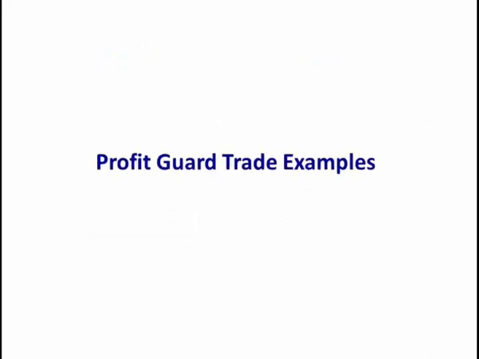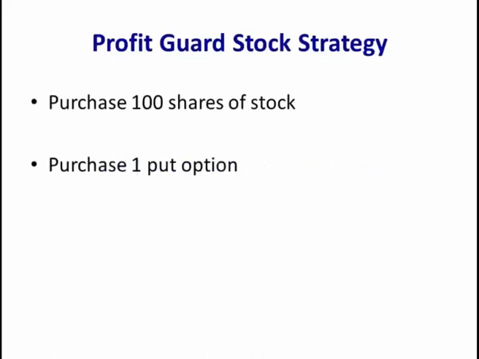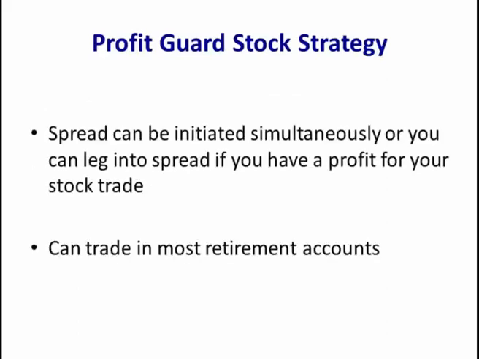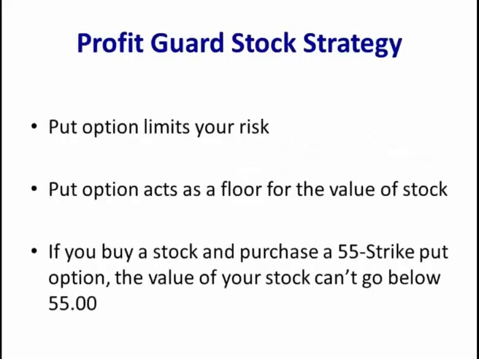So let's look at an example of a profit guard stock spread. The way the profit guard stock spread is set up is you purchase 100 shares of stock, and then you purchase an at-the-money put option. The spread can be initiated simultaneously, or you can leg into the spread if you have a profit in your stock trade. And these can be traded in most retirement accounts.